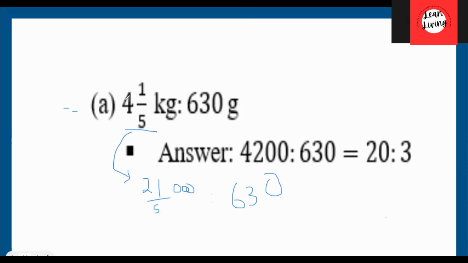Okay, one more strategy could be to convert this 1 upon 5 into a decimal form, which is obviously 4.2. So if I know that it is 4.2 kg and this is already 630 grams, convert this kg into grams. And kg into grams means multiply it by what? 1000, obviously. So that becomes 4200. 4200 ratio 630. You have to simplify it further, you get the answer 20 ratio 3.